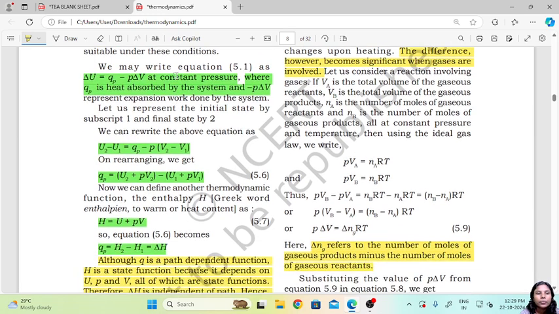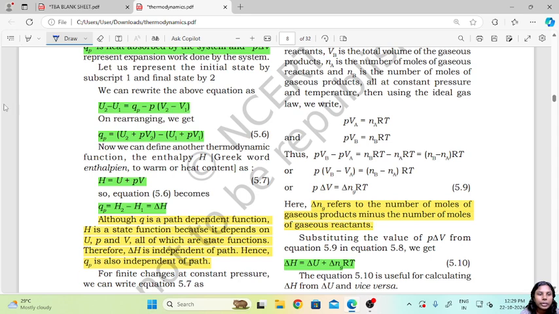So we may write the equation. This equation 5.1 was delta U equals Q plus W, heat and work done. So now here we are substituting this work done as minus P delta V. Now over here we have taken this heat absorbed at constant pressure, where QP is the heat absorbed by the system and minus P delta V represents the expansion work that is done by the system.